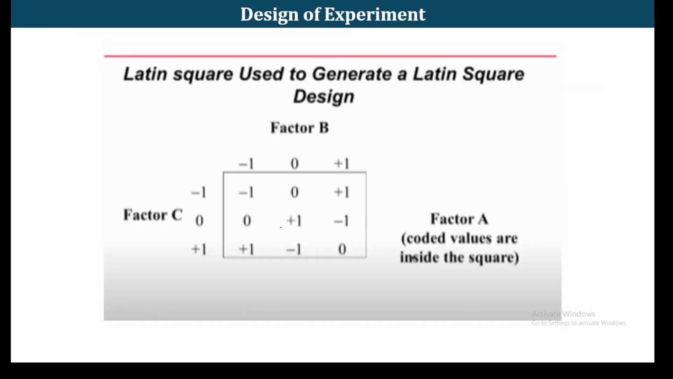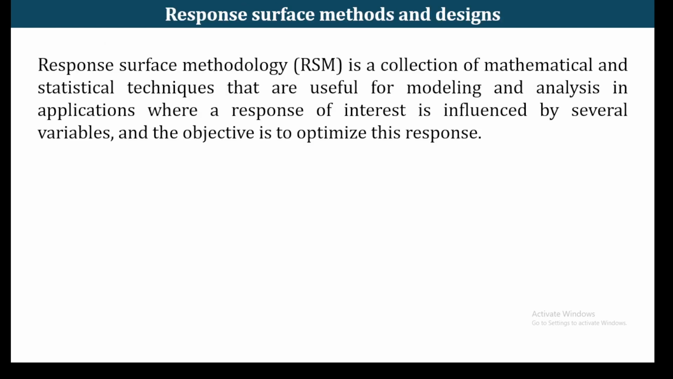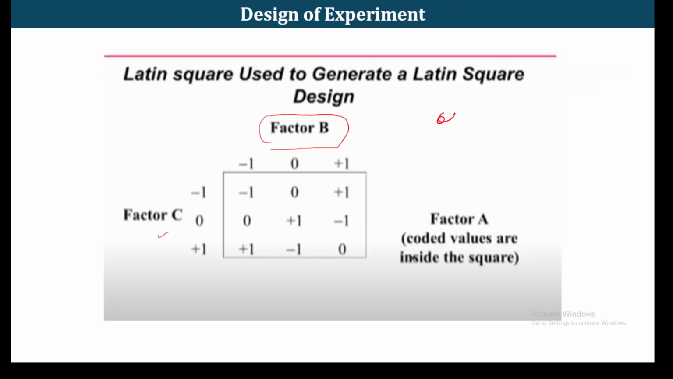And one more design of experiments is the Latin square. In a Latin square, the coded values for factor A are inside the square, and will be -1, 0, +1, depending upon how we are coding. This is factor C, then factor B. It is not a full square design, but they try to take the interaction of factors B and C, and factor A is confounded inside itself. Based upon that, they find the main effect or interaction effect. So this was all about the other designs, just for understanding where to use them.